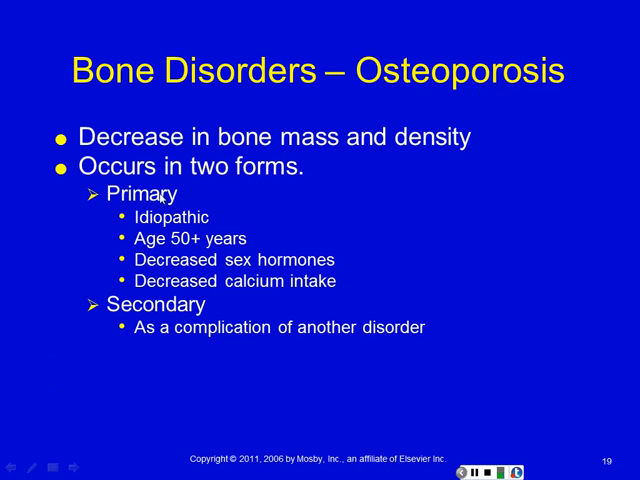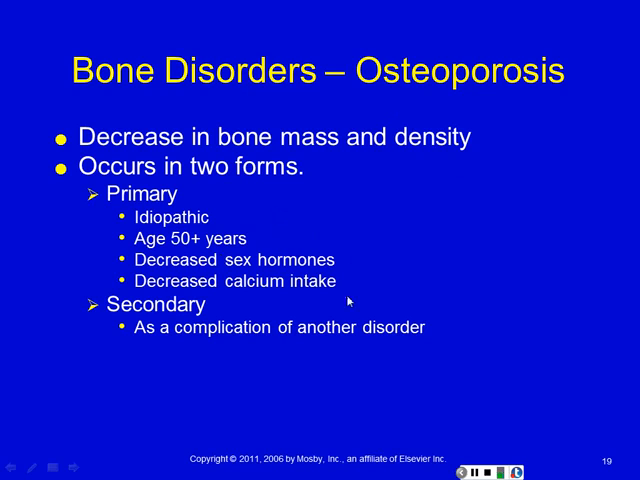So there's two forms. The one we're all familiar with is primary osteoporosis. And this is the weakening of the bones with age. So typically it's age 50 plus years. It's associated with the decrease in sex hormones, particularly in the female. When the menopause occurs, progesterone and estrogen drop, and progesterone and estrogen help to keep bones strong. So osteoporosis accelerates after menopause.